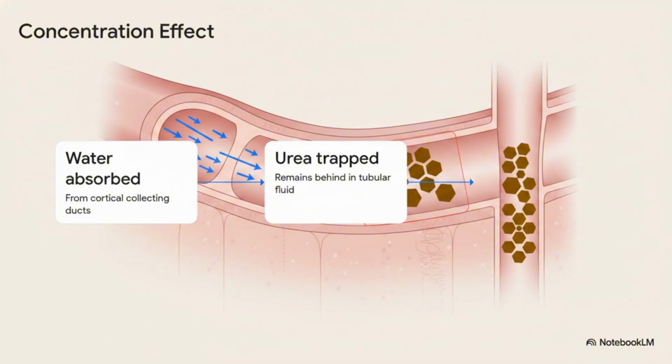So the really crucial point here is tracing this sequential physical logic. Because of that differential permeability, step 1, water is rapidly reabsorbed from the most cortical and outer medullary collecting ducts, drawn right out by the interstitial gradient. Step 2, the urea cannot follow. It remains trapped behind in the tubular fluid. Therefore, step 3, as the fluid volume drops but the absolute amount of urea stays exactly the same, the urea concentration inside the tubular fluid dramatically spikes.